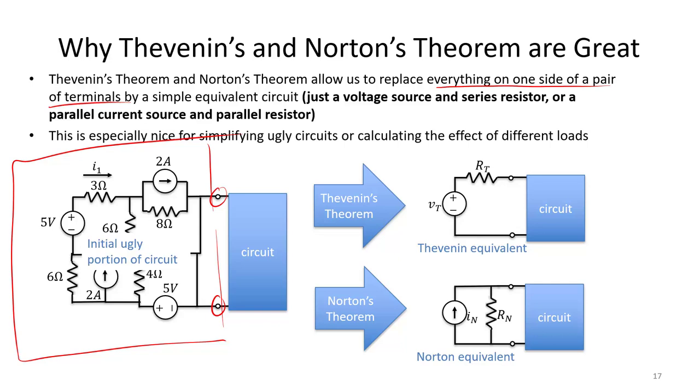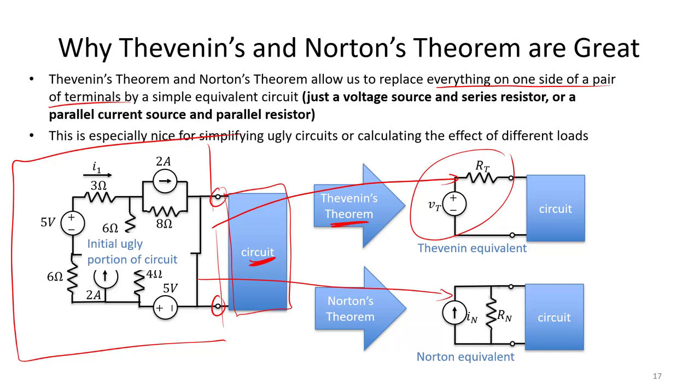So notice the stuff we don't like that's attached to this circuit on the right. We can take this ugly stuff, and by Thevenin's theorem, we can replace the ugly stuff with a voltage source and series resistor. Or maybe we want a current source instead, then we apply Norton's theorem, and we replace that ugly portion of our circuit with a current source and a parallel resistor.